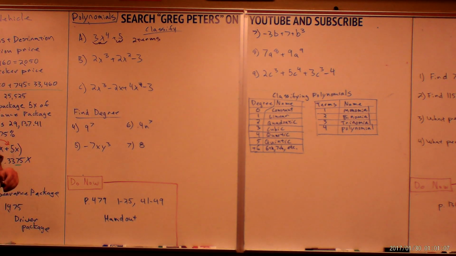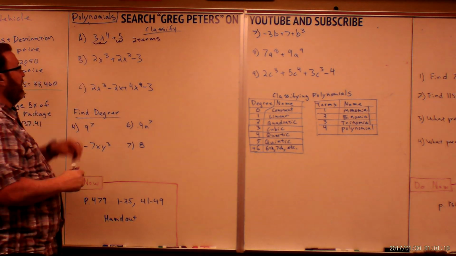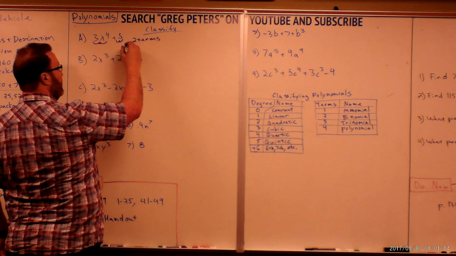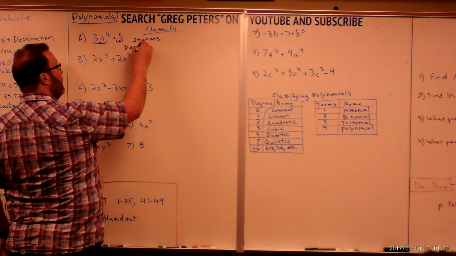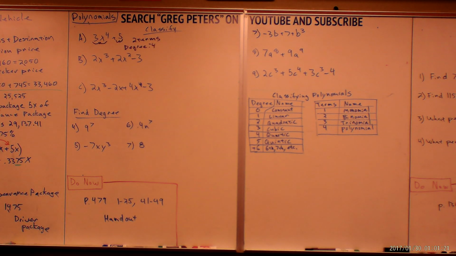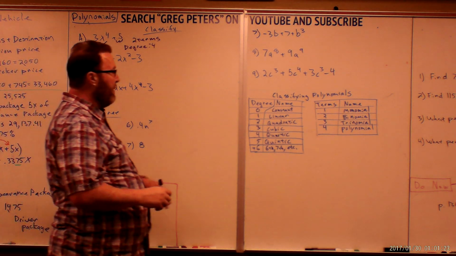Now we have to figure out the highest exponent, which in this case is 4. So what do we call the highest exponent? What's it called? Degree? So the degree is 4. So we can classify this from the table, right? Remember what I said from the table.